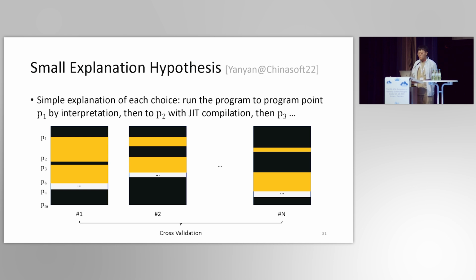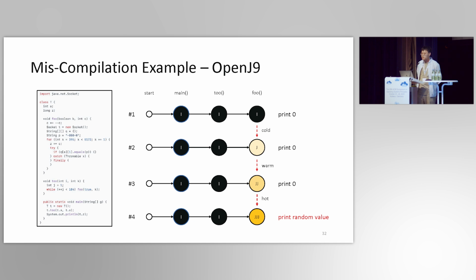So let's also take a very simple example to explain CSE. This is a concrete example that we have found in OpenJ9. In this program, we have manipulated the compilation space by flipping the state of the last method call. We have found that if the last method call is in I, J, or JJ, it consistently prints 0. That's the correct answer. But if we flip the last method call to JJJ, it prints a random value. That's incorrect.